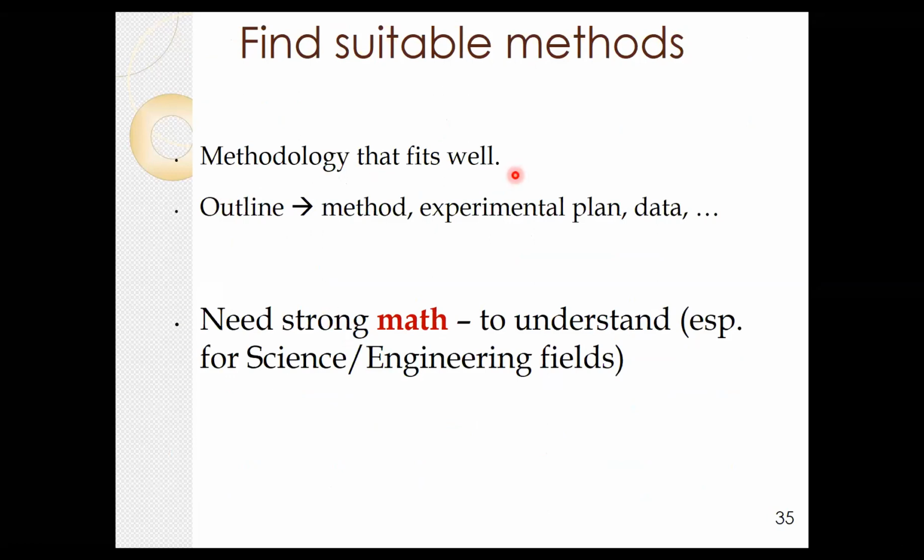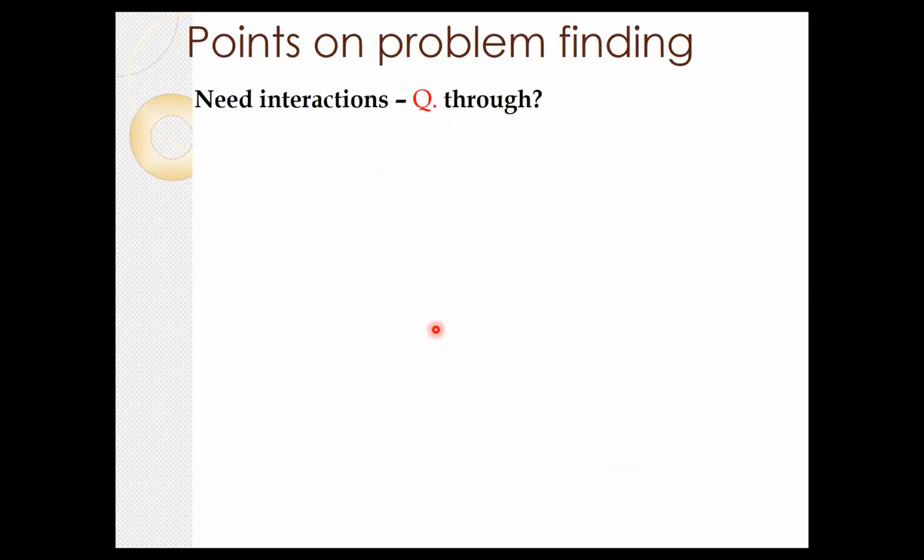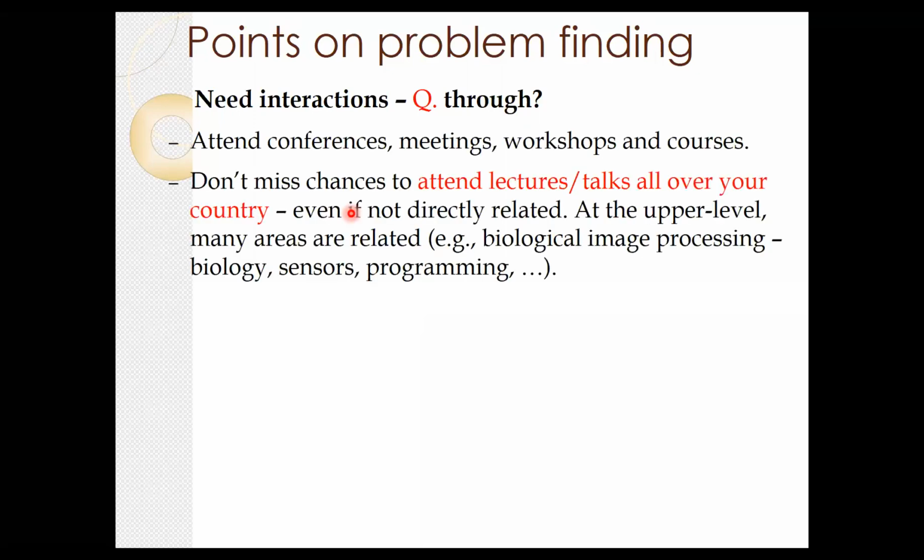Methodology that fits well is important. We need strong mathematics to understand, especially in science and engineering fields. If your math is weak, sharpen it as much as possible, mathematics and statistics especially. So we need interactions. We can interact with different people through conferences, research meetings, workshops and courses. Luckily, we have so many online courses, workshops and conferences, and many of these are free.